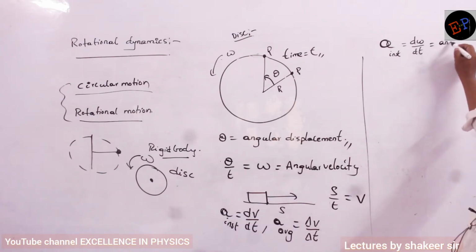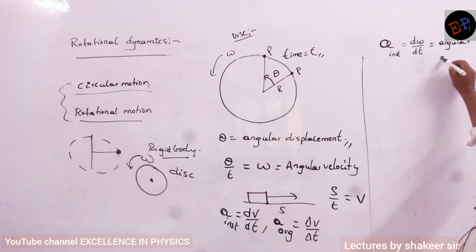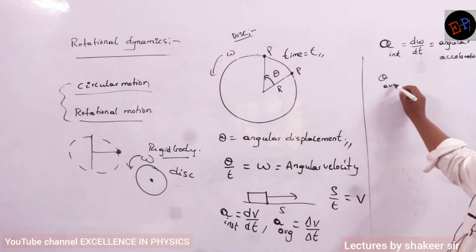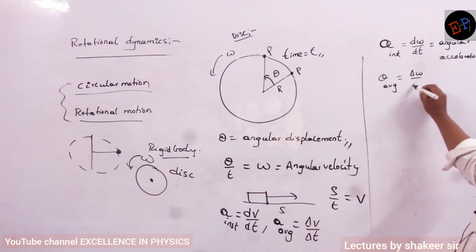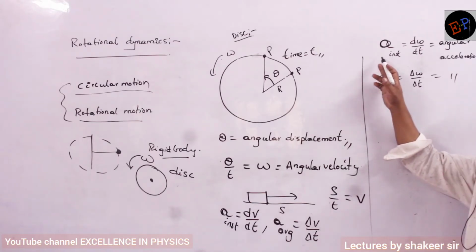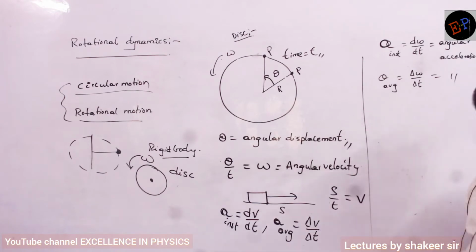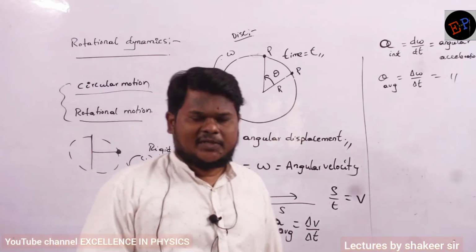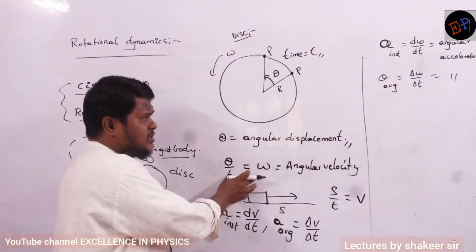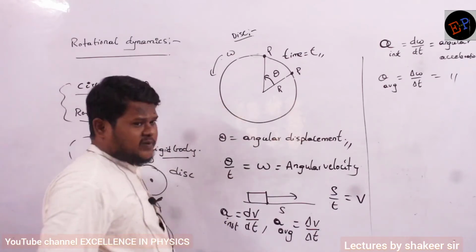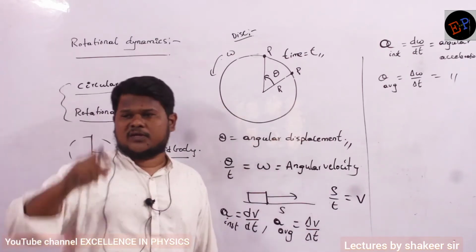So this is called what? Angular acceleration. Are you able to understand? Clear now? Similarly, if I take alpha average, then how I can write? Delta omega divided by delta t. This is also angular acceleration. This is instantaneous, this is not instantaneous, this is for a particular interval of time or particular angle of rotation. Are you able to understand now? That's it. So you are able to understand now how we are comparing these two. So linear motion is always comparable with rotational motion as well as circular motion also.